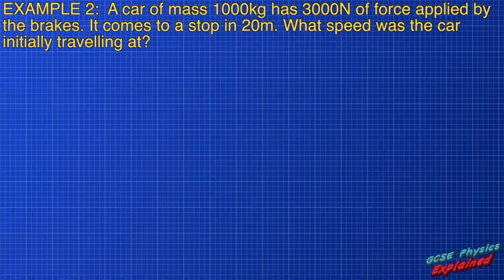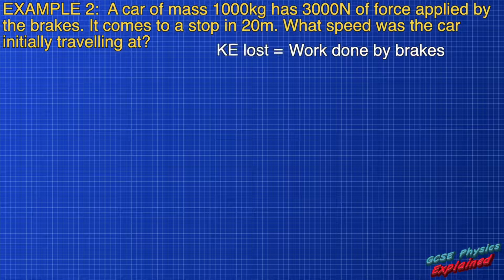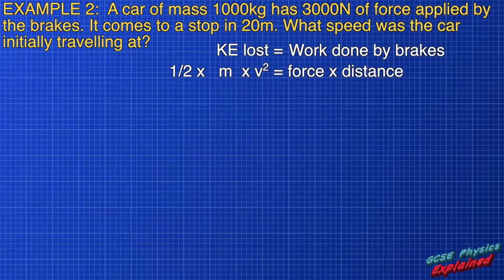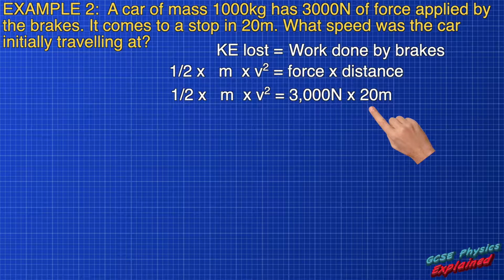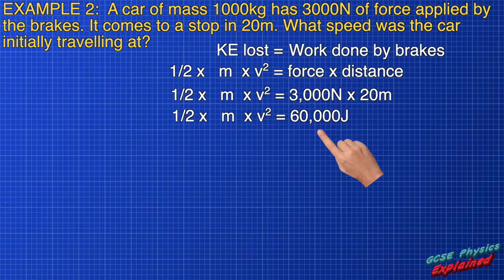First, we need to calculate the work done by the brakes, because we know that's equal to the kinetic energy the car initially had. So the kinetic energy at the start equals the work done at the end. That's 1/2 mv squared is equal to force times distance. So that equals 3,000 newtons times 20 meters, which is 60,000 joules.